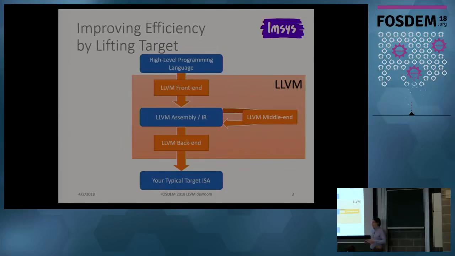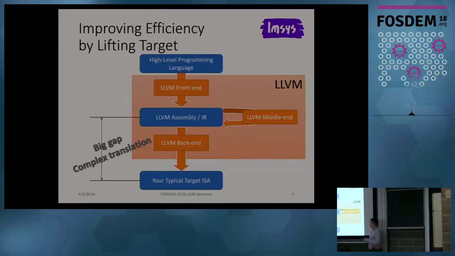What this talk is about is how we want to improve the efficiency. And I will tell you efficiency in what sense. If you consider LLVM assembly and a typical target architecture, then there's a big gap. The backend needs to do typically complex translations. There's a big semantical gap.